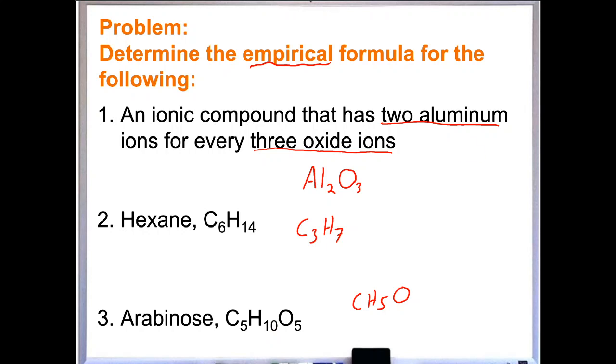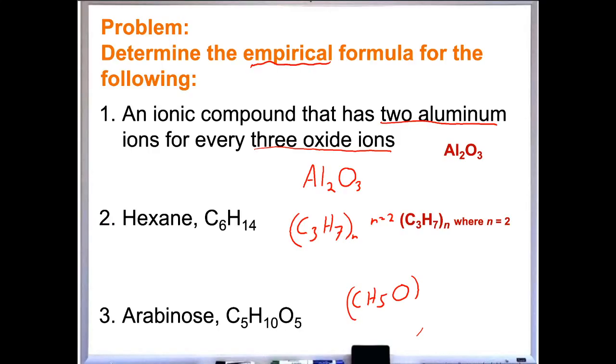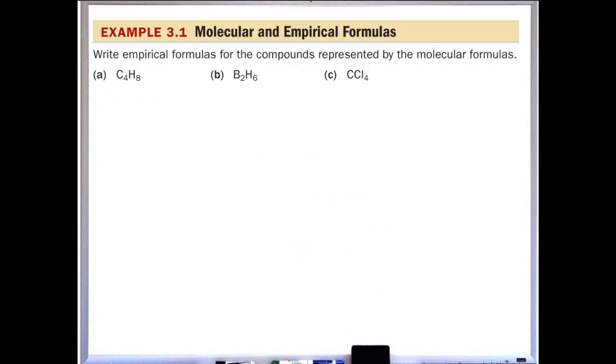Okay, let's check. So Al2O3, got that one right. And then here, I didn't do this, but one thing you can do, and you would want to do this, is write the n, and say n equal to 2. That way people know. And the same thing here, n equal to, oh sorry, this should be a 2. n equal to 5. Okay, and so those are our answers. We've got them all right. Good.